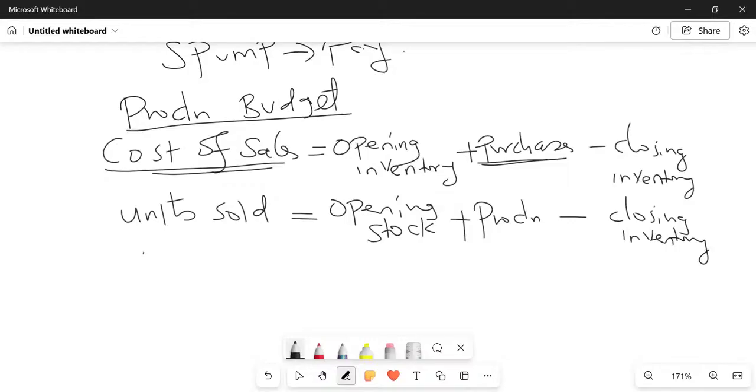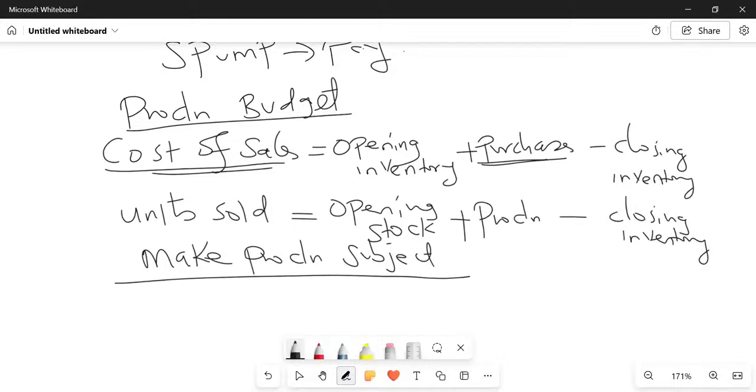So could you then kindly make production the subject of the formula? It means that I basically take these other two to the other side. Closing inventory is negative here, and when it crosses over, it becomes plus. Opening stock will become negative. So should they want me to give them a production budget, this is how the production will look.